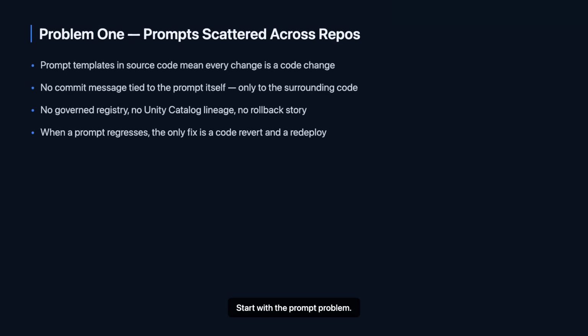Start with the prompt problem. When your prompt template lives as a Python string in source code, every change to that template is a code change. The commit message belongs to the surrounding code, not to the prompt itself, so there's no clean record of what the prompt looked like a month ago. There's no governed registry, no Unity Catalog lineage, and no rollback story that doesn't involve a full code revert and a redeploy. And the worst part, when a regression hits production, the time to fix is gated by your CI pipeline, not by your data.